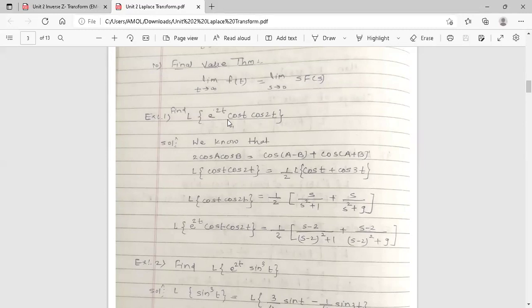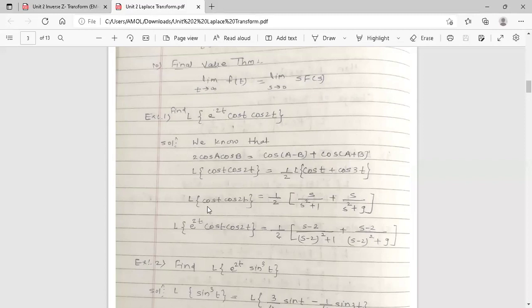So you convert these three functions in terms of two. How to convert? e raised to 2t as it is, cos t into cos 2t. Here, you multiply and divide this term by 2. 2 cos t into cos 2t upon 2. So here you can use the formula 2 cos a cos b. It is cos of a minus b plus cos of a plus b. So Laplace of cos t into cos 2t is equal to 1 by 2 as it is, Laplace of cos of a minus b, 2t minus t is t, plus cos of a plus b, 2t plus t, that is cos 3t.